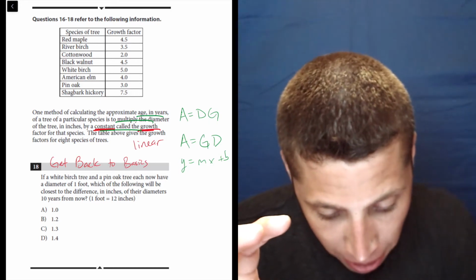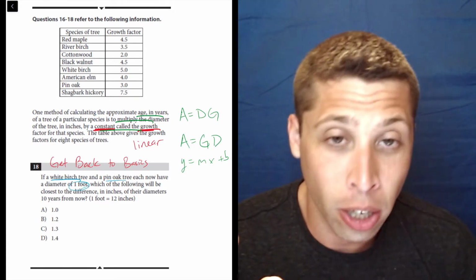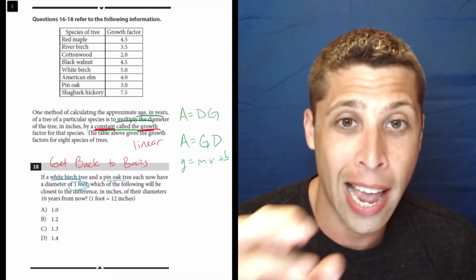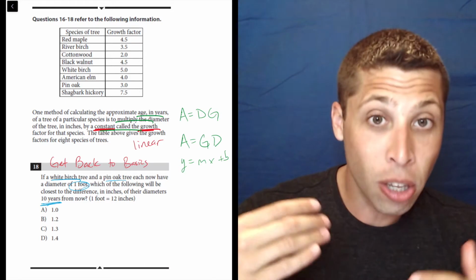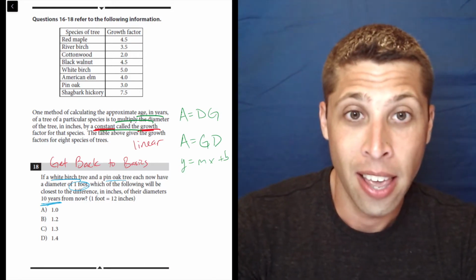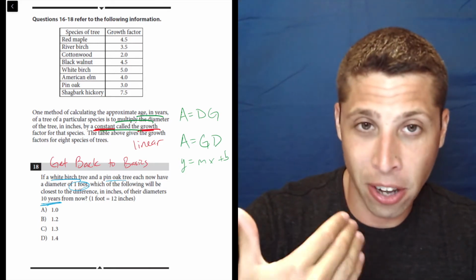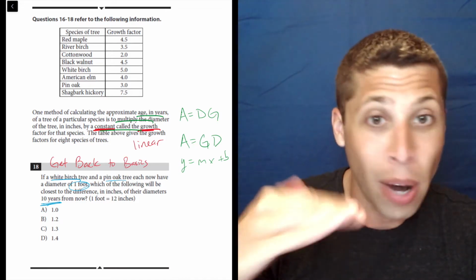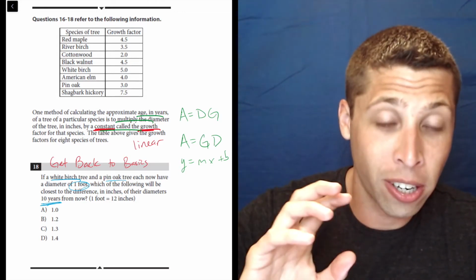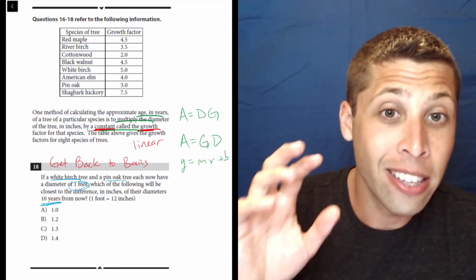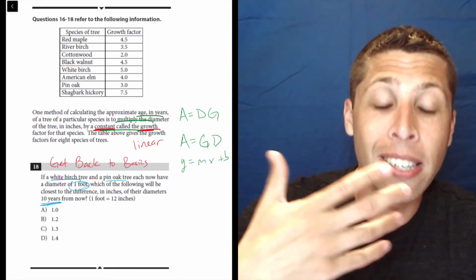Because when they tell us to compare the white birch and the pin oak, it doesn't really matter what their current diameter is. Because no matter what, if 10 years pass, since the growth is constant, the same amount of growth is going to happen. Basically, let me phrase it another way. If the trees are brand new and 10 years go by, their diameter is going to change in the same way that if they were 100 years old and 10 years went by. Because growth is not dependent upon age.